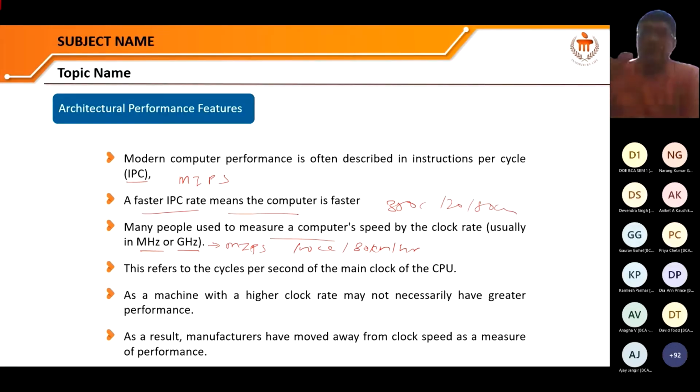And this is sometimes, and always, called the throughput. What is the meaning of throughput? In a certain amount of time, how many instructions are executed. A machine with a higher clock rate may not necessarily have better performance. If manufacturers have moved away, clock speed is a measure of performance. How do we calculate the performance? In MIPS.